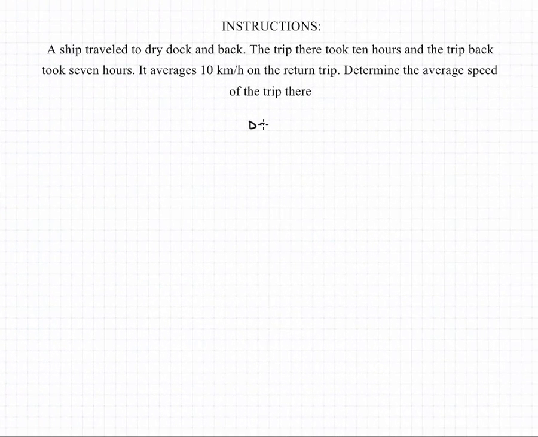In order to solve this problem, we first need to remember that distance is equal to rate over time. We then need to look at the problem and recognize that it's an out and back problem, meaning that the distance for the first part of the trip equals the distance for the second part of the trip. That means that the rate and the time multiplied for the first part of the trip equal the rate multiplied by the time for the second part of the trip.